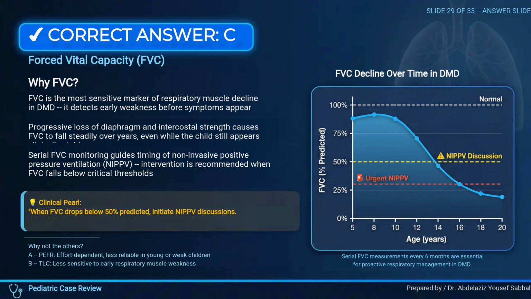When forced vital capacity drops below 50% predicted, non-invasive positive pressure ventilation discussions should begin. When it drops below 30%, nocturnal non-invasive positive pressure ventilation becomes urgent. Peak expiratory flow rate is effort-dependent and less reliable in young or weak children. Total lung capacity is less sensitive to early respiratory muscle weakness. The FEV1 to forced vital capacity ratio reflects an obstructive pattern, not restrictive, and is not typical of Duchenne muscular dystrophy. Serial forced vital capacity measurements every 6 months are essential for proactive respiratory management.